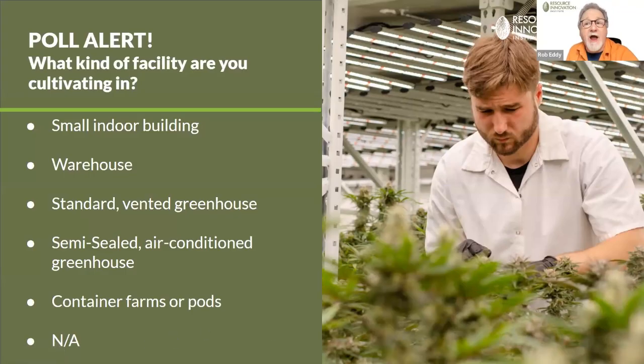So we're going to do polls throughout the webinar, and we're just going to leave it up, and you can check it off whenever you get a second to. We're not going to wait for everyone to do it. So the first one is obvious. What kind of facility are you cultivating in? That helps us understand who we're talking to. So if you could fill that out, I'd appreciate it. Next slide, please.